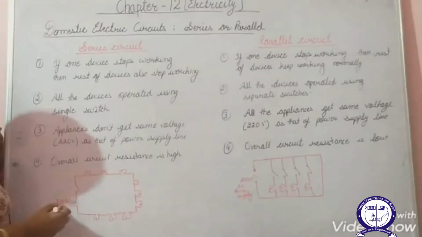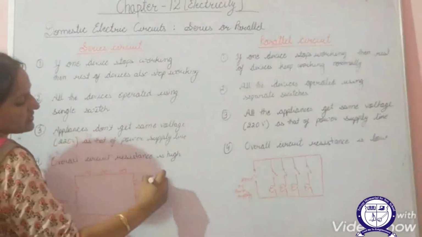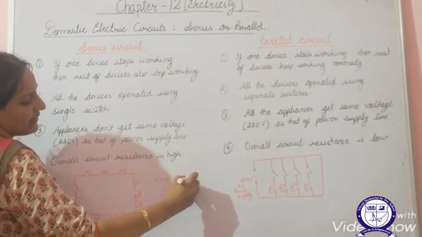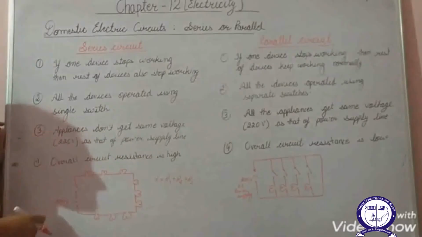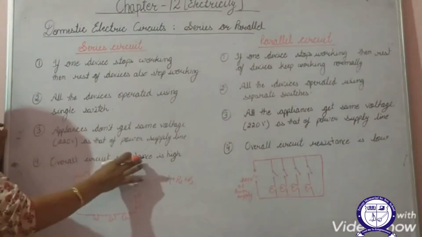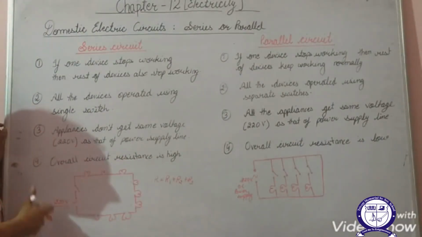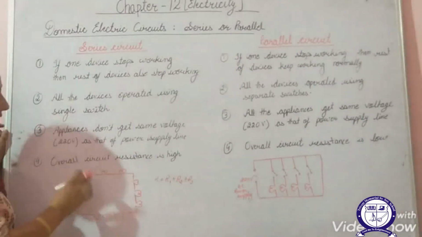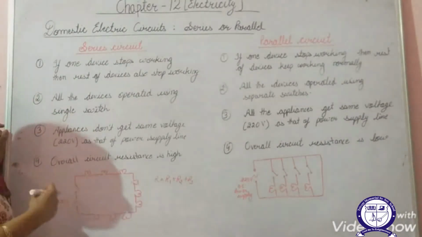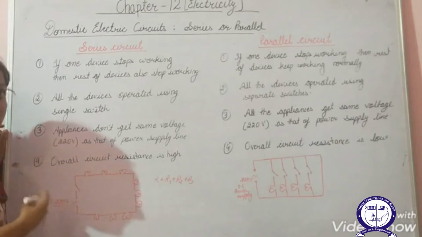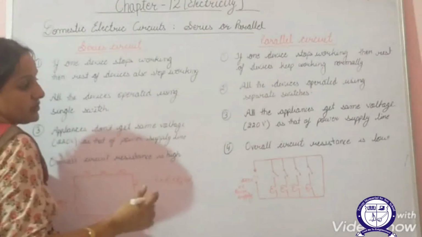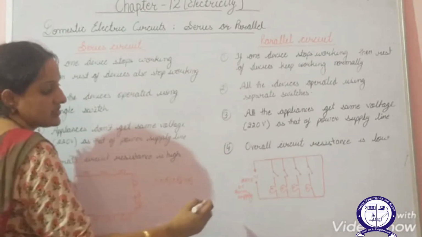Last one, overall circuit resistance is high. We have studied that in series combination the resistance values will get added, that is R1 plus R2 plus R3. So in that case the total resistance of the circuit will become high, and we know that resistance opposes the flow of current. So because of this high value of resistance, appliances will not be able to draw the required amount of current from the circuit. Whereas if we talk about the parallel combination, the resistance is low.